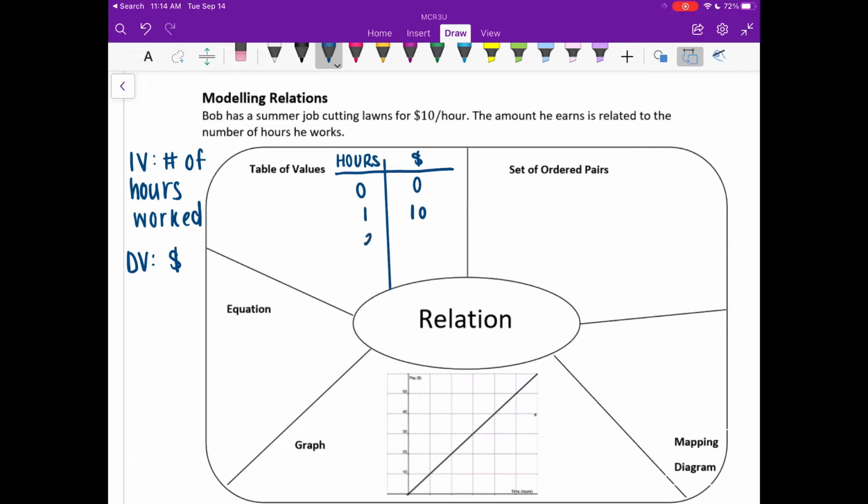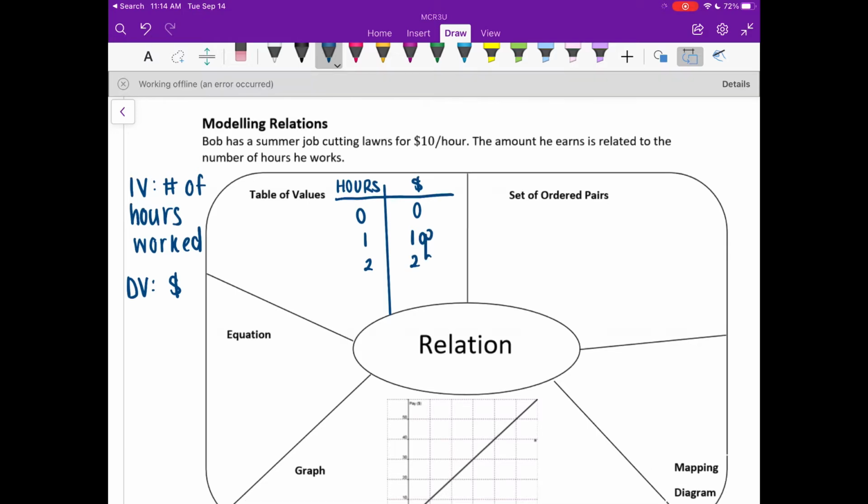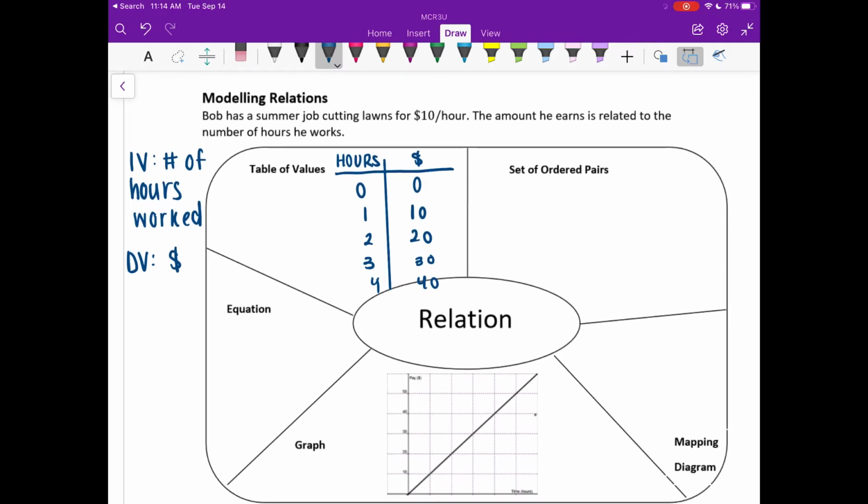Again, I'm just going to fill it out for 2. He's going to make $20. For 3, $30. I went up to 4, and then it got messy after that, so I left it at 4 hours, $40. That's our table of values, just our x's and our y's, pairing up the amount of hours he works with how much money he made. So the two are related to each other.